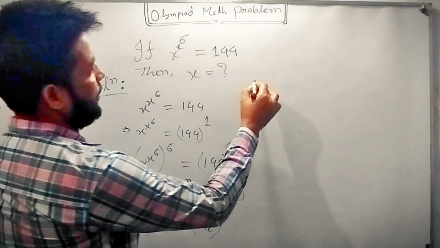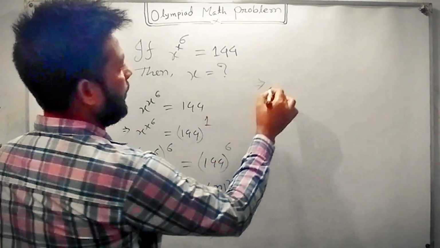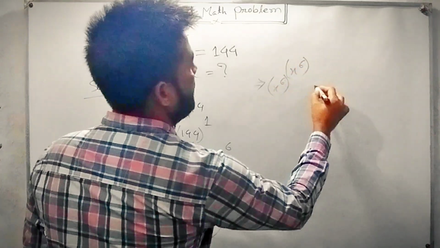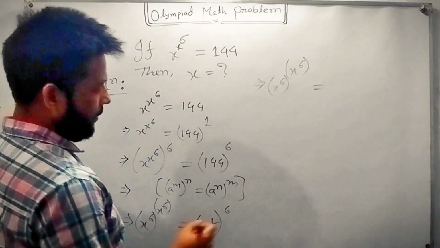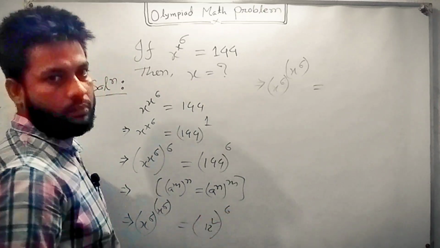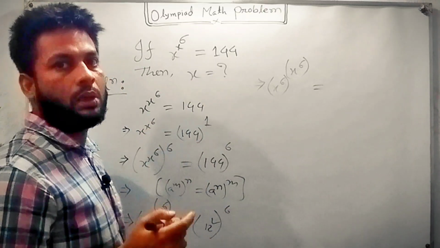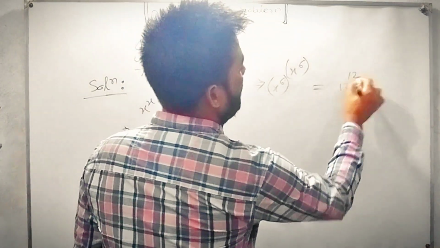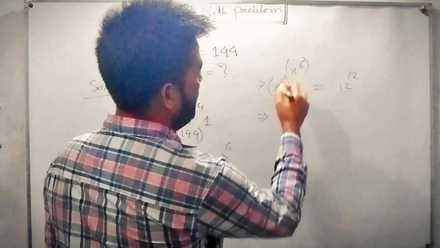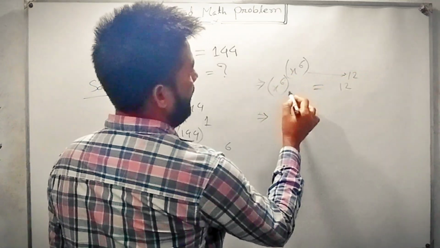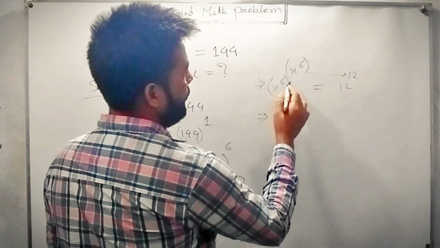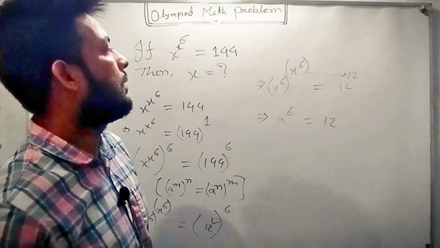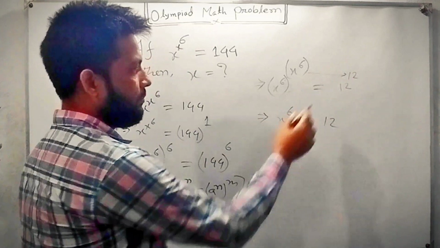Then we may write the next line: x power 6, whole power x power 6, equal. We may multiply 2 and 6, because we know that power on power may multiply. Then we may write 12 power 12. And in the same way, the power and the base are the same. So we may write x power 6 and 12, and the one terms may be written, because the base and power are the same.